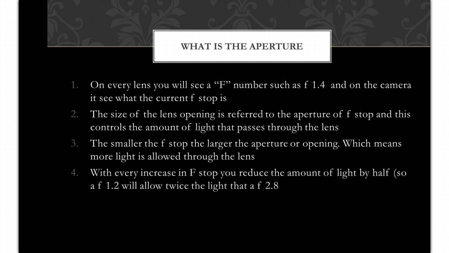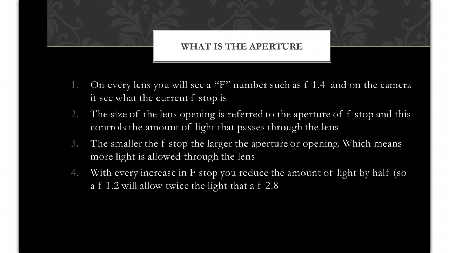What is the aperture? I refer to the aperture mode AV. So what is the aperture? When you look at a camera, you look at the lens, you will see an F number, which is referred to as the f-stop. For example, you'll see a lot of lenses f1.4, 4.5, 5.6, etc. And this is the size of the lens opening, or the aperture. So we'll refer to the f-stop or the aperture, which is the size of the lens opening, which is how much light is allowed through the lens to get to the sensor.